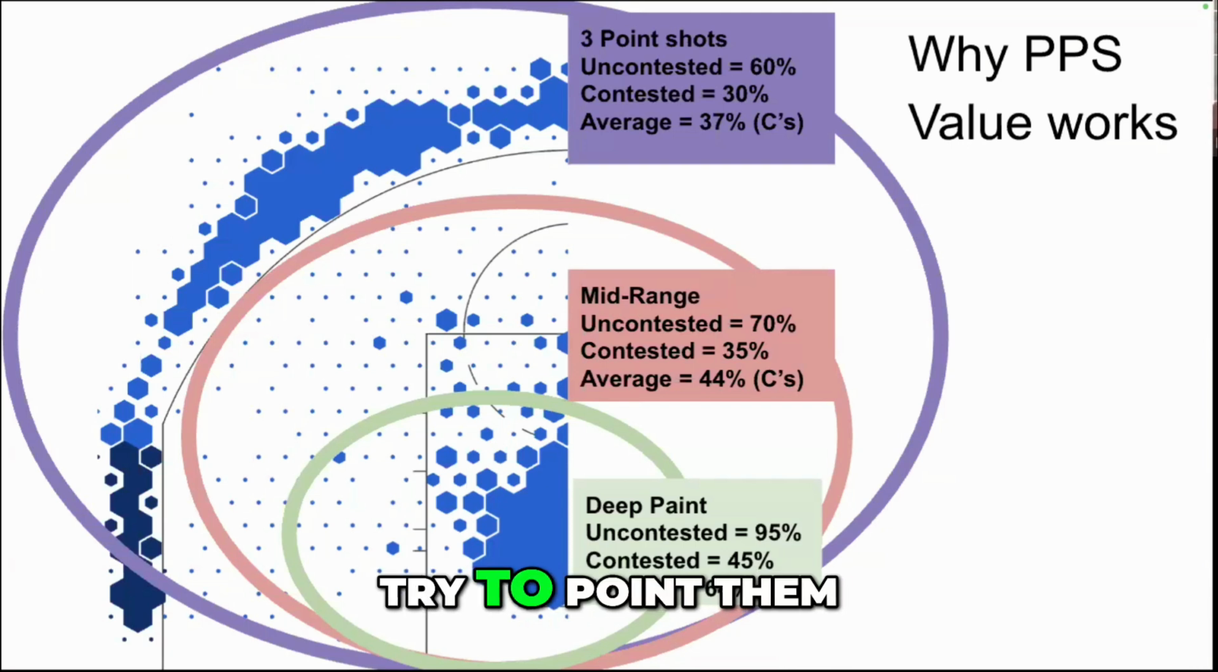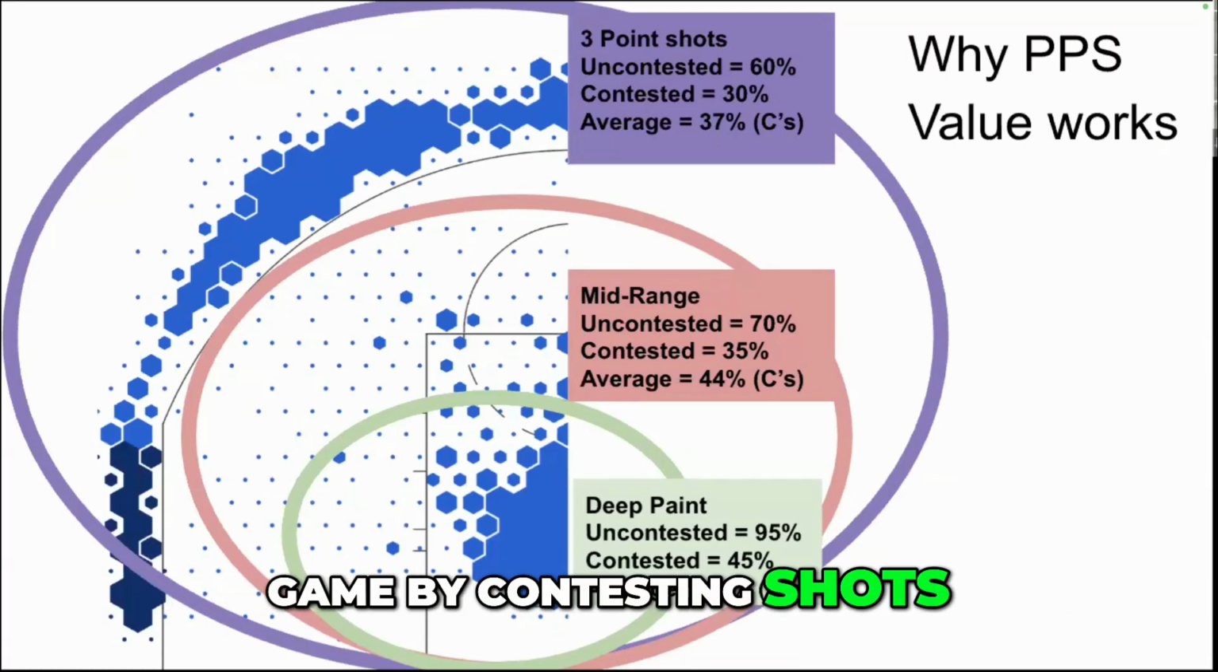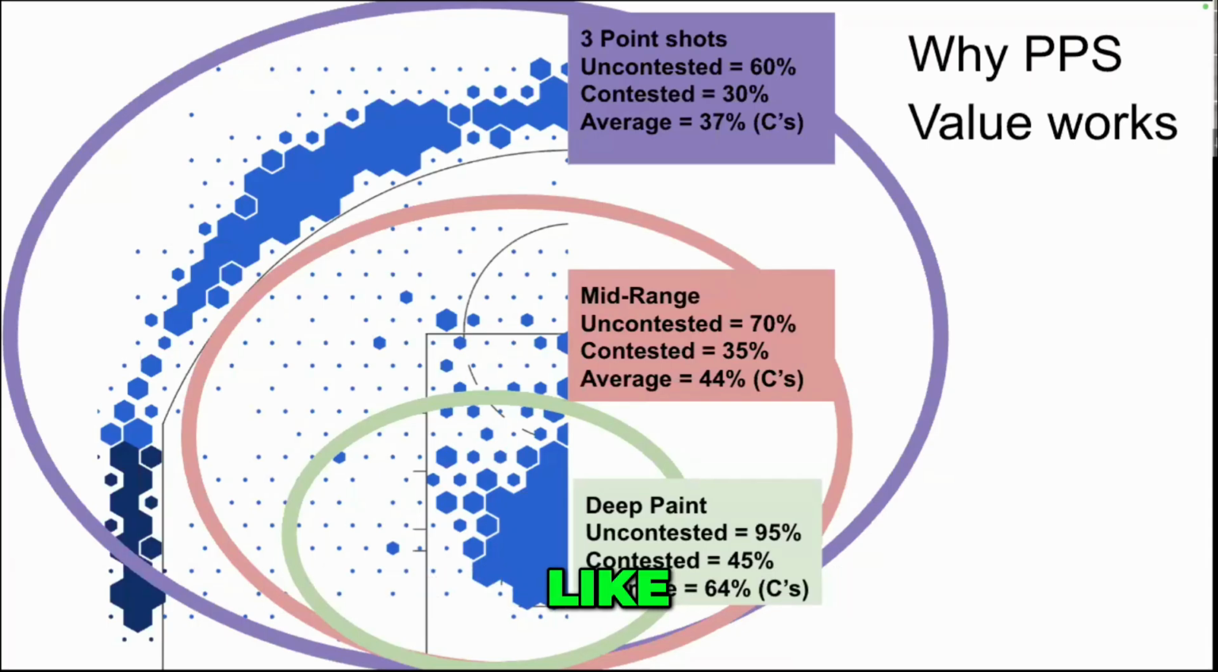But what we can try to point them to is that we're playing the probability game here. If you keep putting your hand in his face, he's just going to miss two more this game than he otherwise would if your hand wasn't there, right? We're playing the long term probability math game by contesting shots, and if you can really highlight to them that he's going to miss twice as much as he otherwise would.